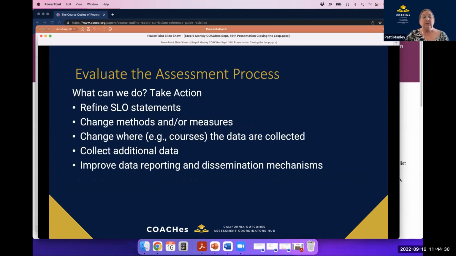So what can we do? We can take some actions. We can refine our SLO statements. We can change the methods or the measures. We can change where the data is collected or how it's collected. We can actually collect additional data. And maybe we can improve our data reporting or the dissemination mechanisms that we use. So we have lots of ways to consider, once we have our data, to take next steps. And I'm going to go through a few more of these.